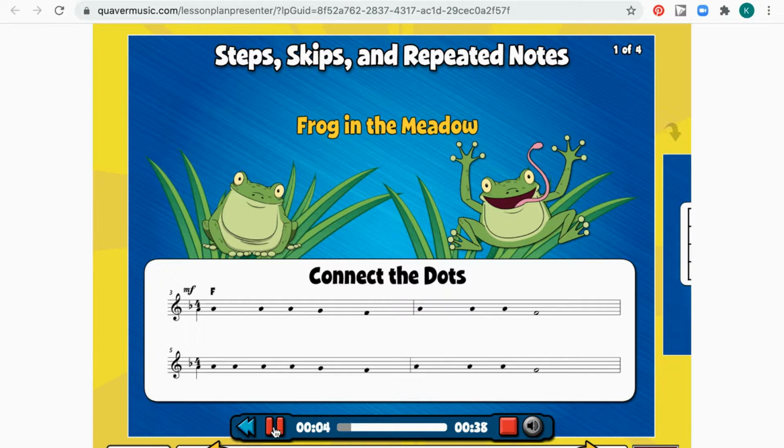Frog in the meadow can't get enough. Take a little stick and stir him about. Frog in the meadow can't get enough. Take a little stick and stir him about. Frog in the meadow can't get enough. Take a little stick and stir him about.